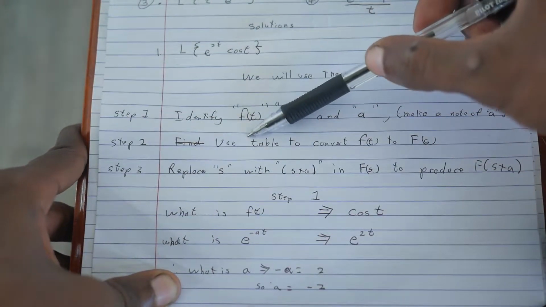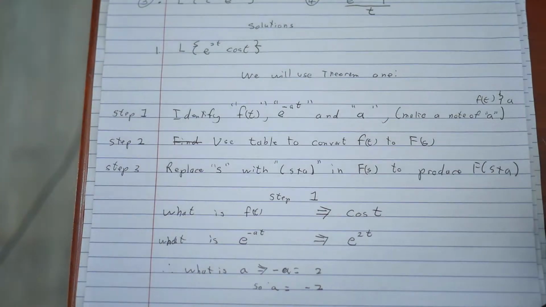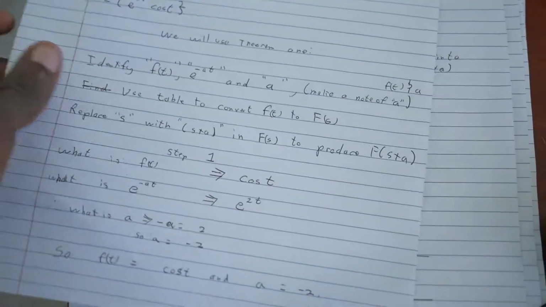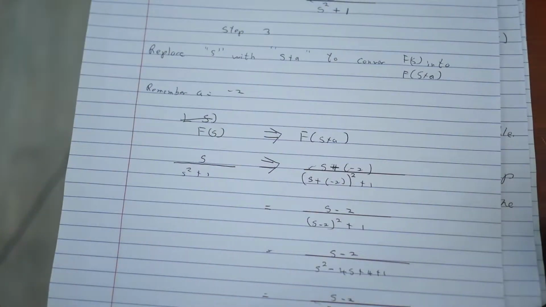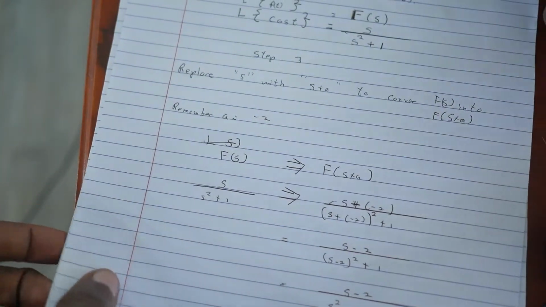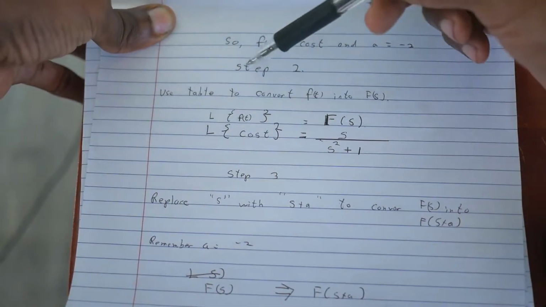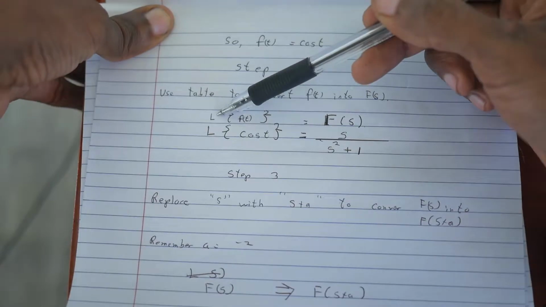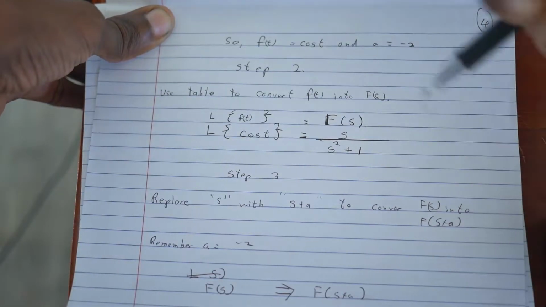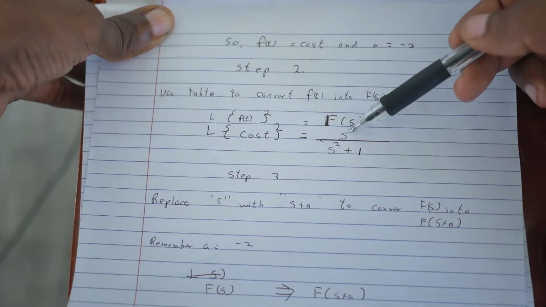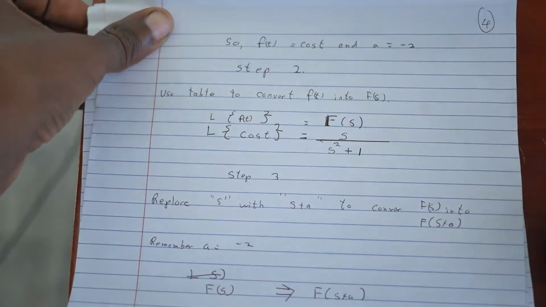Step 2 says use the table to convert f of t to f of s. So we're taking our eyes off of e to the at and moving towards f of t now. We know f of t is cos t and a is negative 2. Yes, step 2, use the table. So if we convert cos t with the table, we will get s over s squared plus 1.